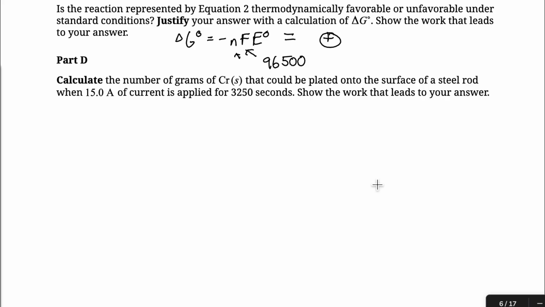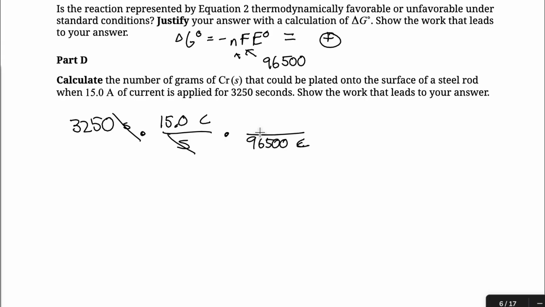Part D says calculate the number of grams of Cr that could be plated onto the surface of a steel rod if 15 amps of current is applied for 3250 seconds. So I'll show you how to do the stoichiometry, and then I'll show you a nice shortcut equation that I personally use for these type of questions. But for the stoich, you have 3250 seconds, and then amps is really coulombs per second. So we have 15.0 coulombs per second. Our seconds cancel. And then we can use Faraday's number here, where it says 96,500 coulombs per mole of electrons.